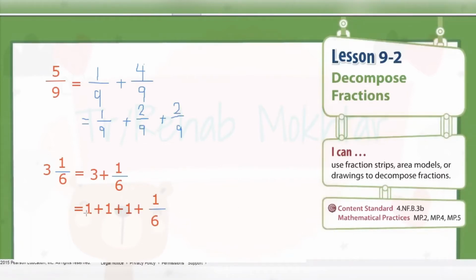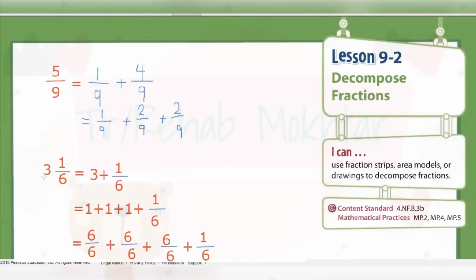Now I want to write 1 as a fraction, as numerator and denominator. How, teacher? We have here the denominator 6, and we know that 1 equals 6 out of 6. I can write this equation as 6 out of 6 plus 6 out of 6 plus 6 out of 6 plus 1 out of 6.